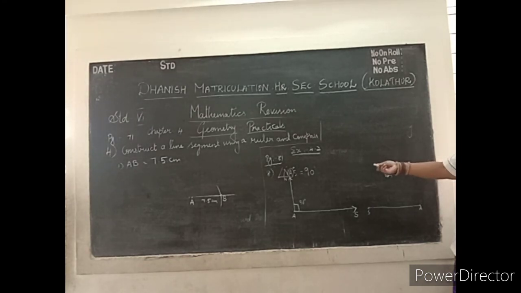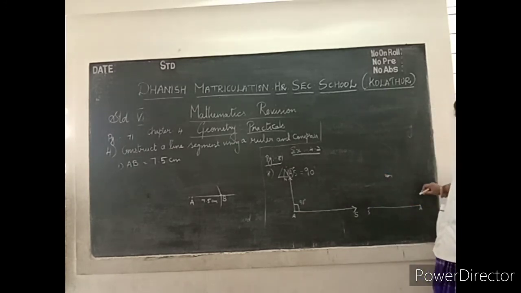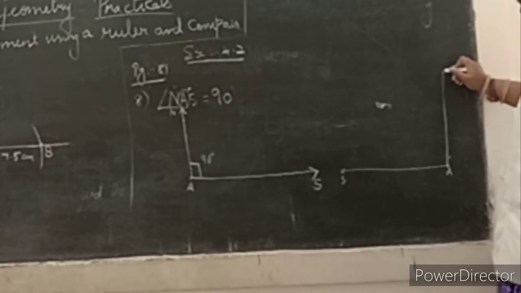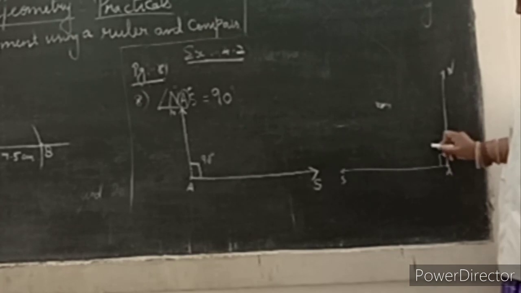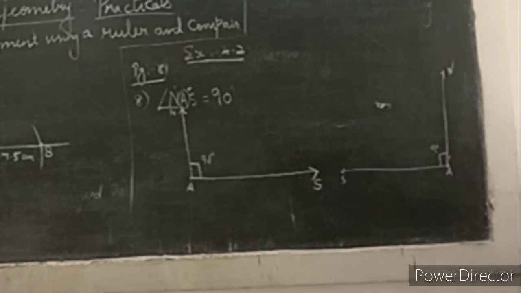For example, if 60 degrees is given, what do you have to do? This side. But here it will be this side. Okay. So 90 degrees means exactly 90 degrees. So mark the point and write this one as N. This is very important for marking the angle.